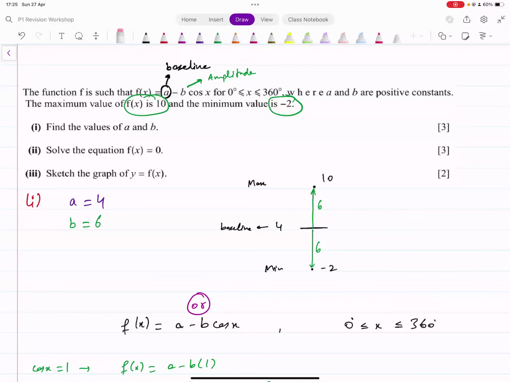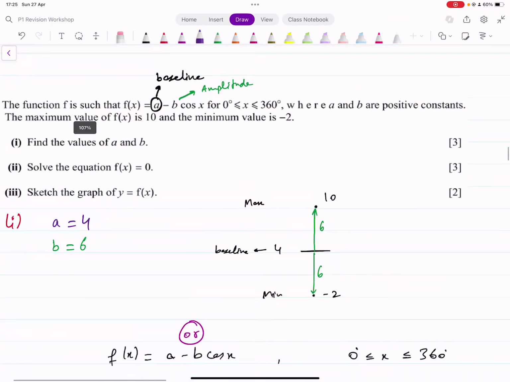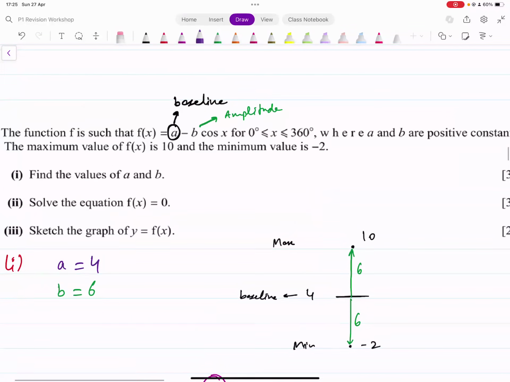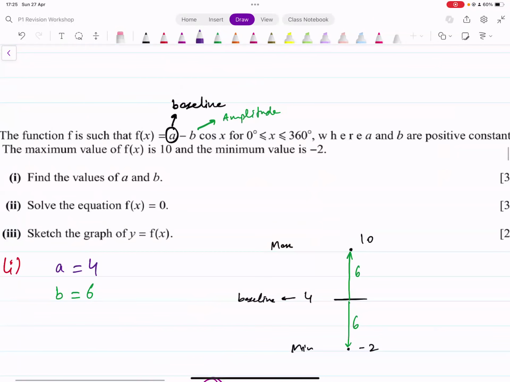Now, how do you think about this? How do you find the values of a and b in this first part? We have to find the values of a and b. Now, for this, as we'll see later, you can think of the graph. That's one idea. That the graph of the cos function has its maximum value at 10 and its minimum value at minus 2.